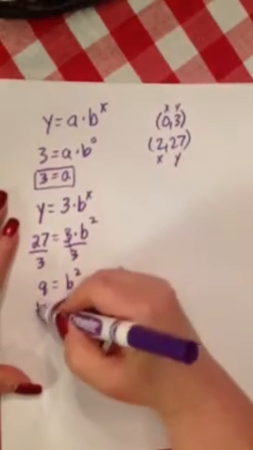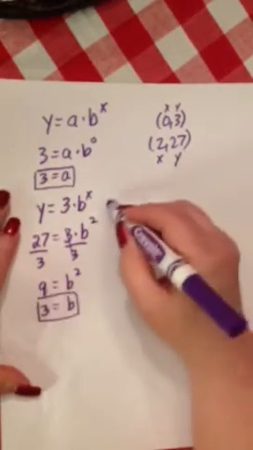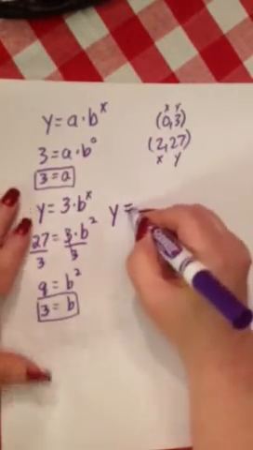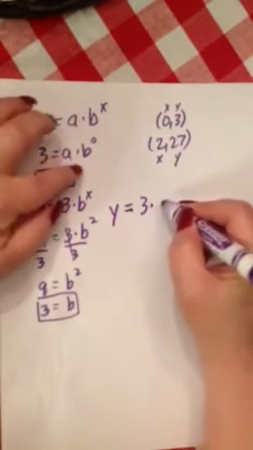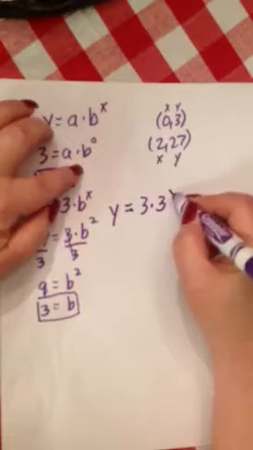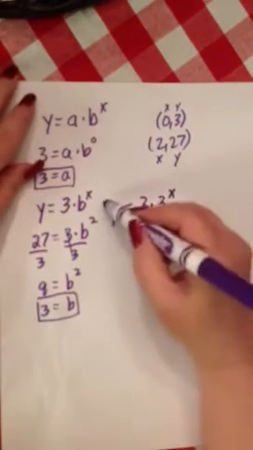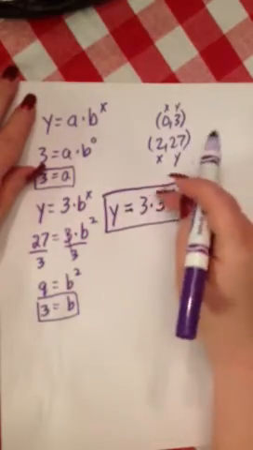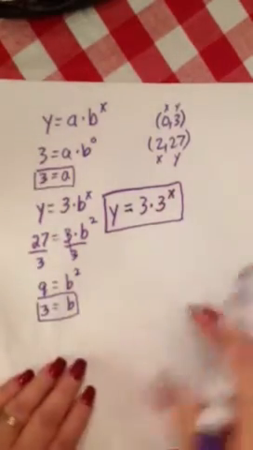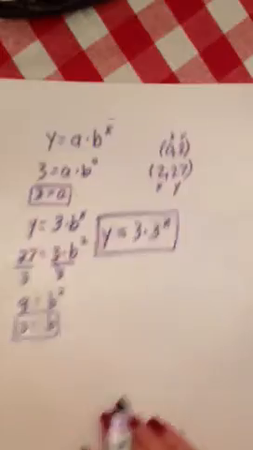So we know b is 3, so my final answer would be y is equal to a, which is 3, times b, which is 3, to the x power. Order of operations says you cannot just say that's y is equal to 9 to the x, because you have to do this first. Alright, so that was the first problem.